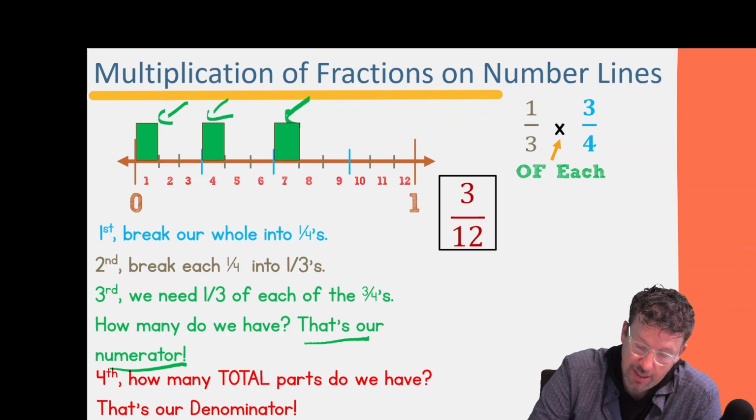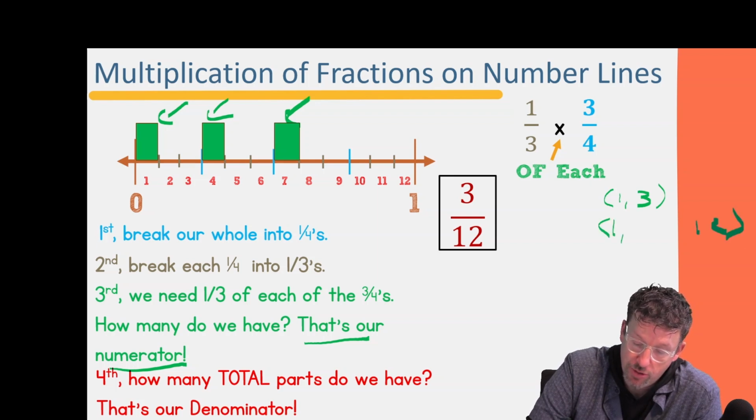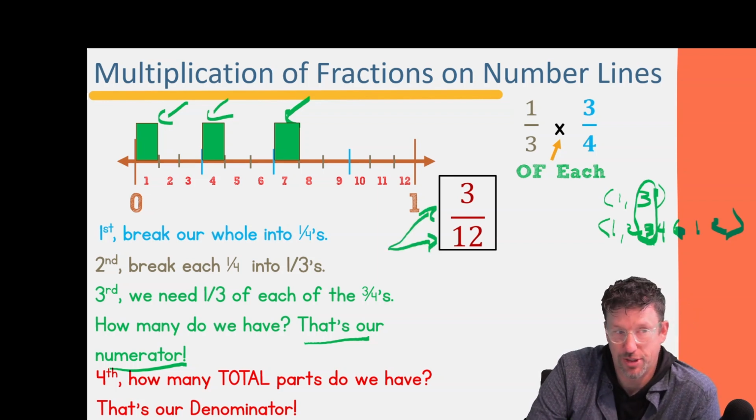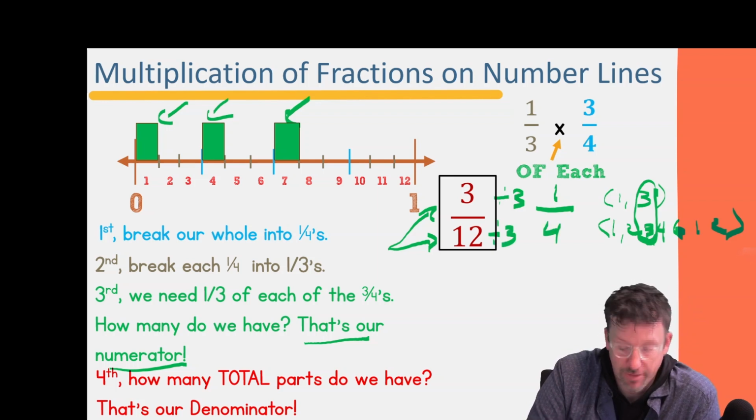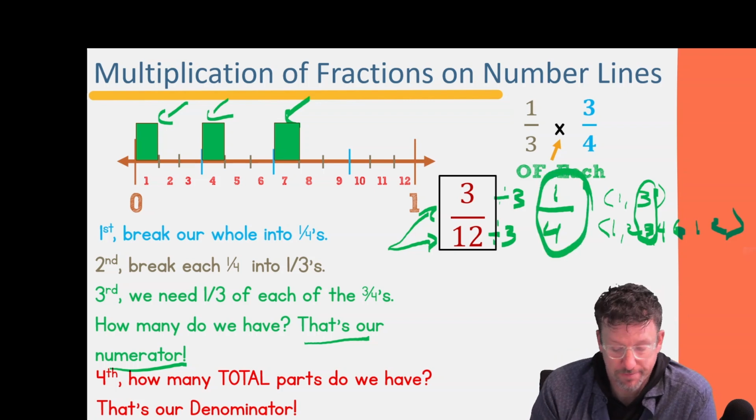We could simplify that by saying, what are the factors of 3? Factors of 3 are 1 times 3. And then what are the factors of 12? Factors are 1 and 12, 2 and 6, 3 and 4. So 3 works. And a rule of thumb is if the top number will go into the bottom number, just use the top number. So 3 divided by 3 is what? It's 1. And then 12 divided by 3 is what? It's 4. There you go. So our answer is either 3/12 or 1/4.